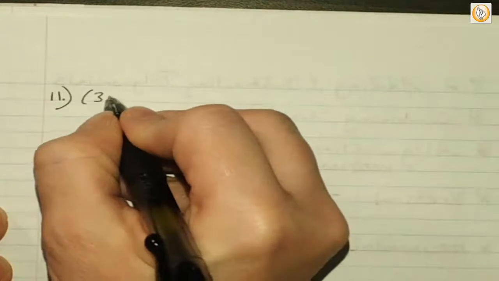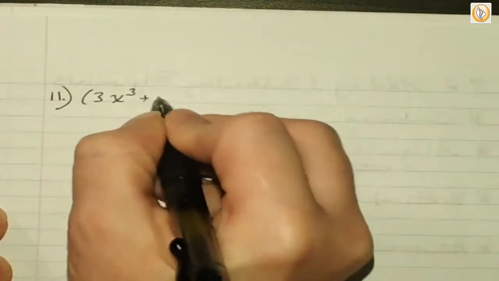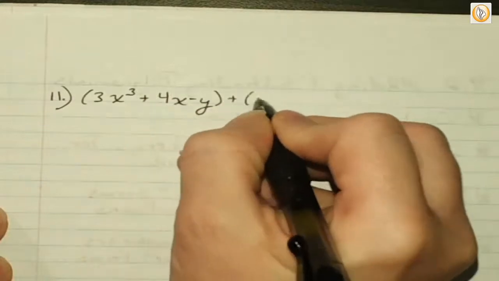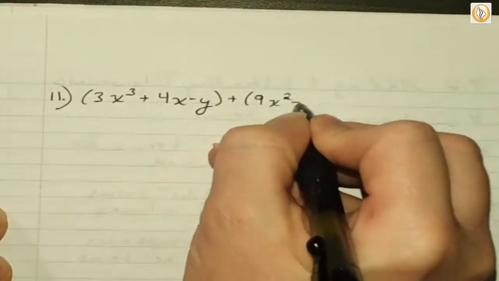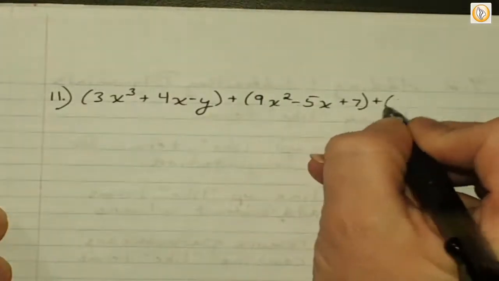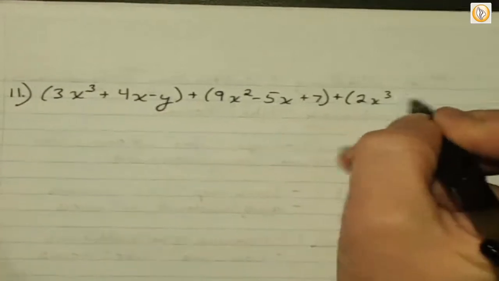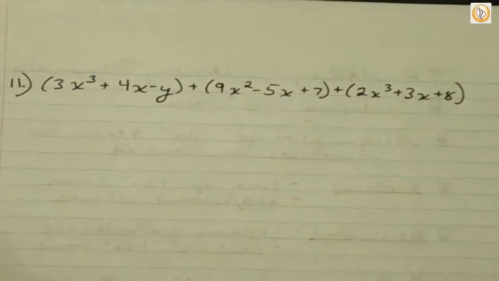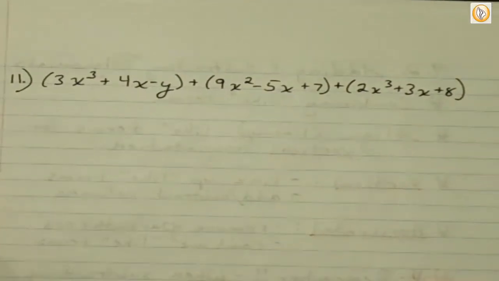I'm redoing number 11. 3x cubed plus 4x minus y plus 9x squared minus 5x plus 7 plus 2x cubed plus 3x plus 8. Okay, everyone have this written down?